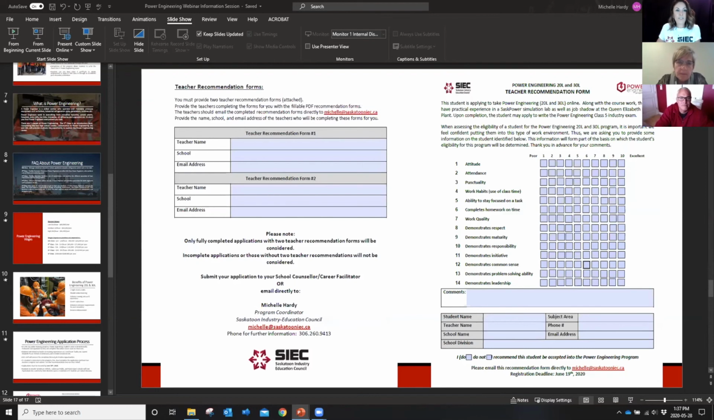The 3rd page of the application is about the teacher recommendation form. So as a student interested in power engineering, you need to think of 2 teachers who you have had in the past and who know you and the type of person you are, the type of student you are, and kindly ask them to complete a teacher recommendation form for you. You will tell me the teacher name, the school, and their email address. Then the teachers will complete a recommendation form for you, and they will submit that directly to me so that they can be truthful in the recommendation form and so that I receive it directly from them.